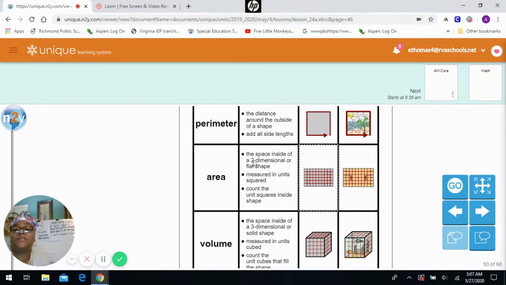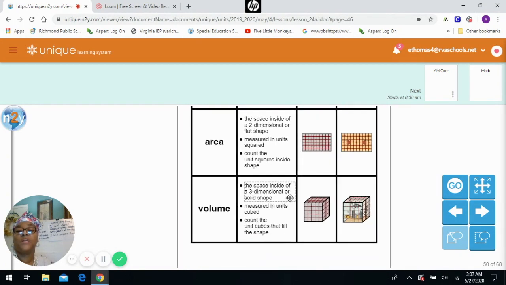An area is the space inside of a two-dimensional or flat shape. Inside this area here. Inside of it. Two-dimensional. Inside of it. Okay? And you measure in unit squares and you count the unit squares inside the shape. So you have to count all of these to find out what is the area.